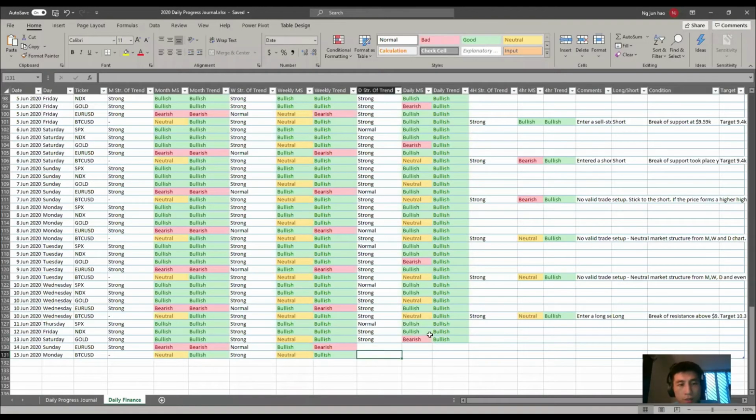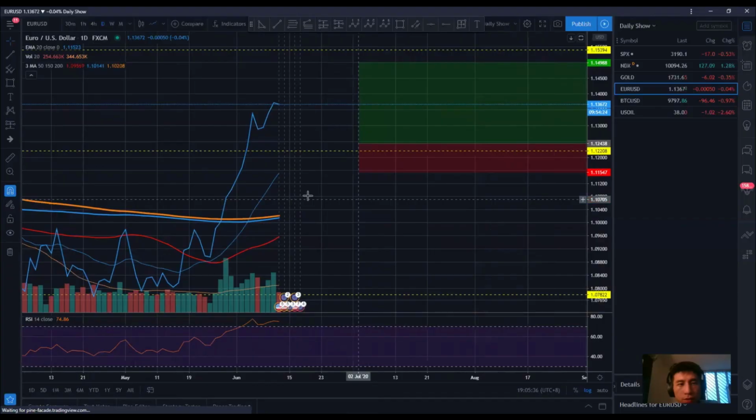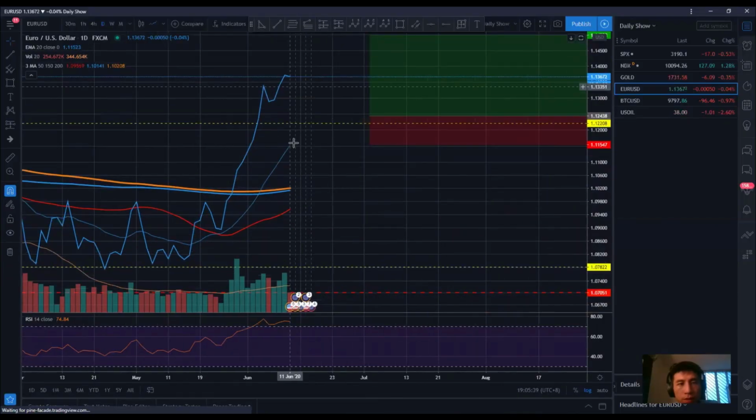Okay, so trend wise, here is still strong, aligned nicely, price is above, making higher highs and higher lows.